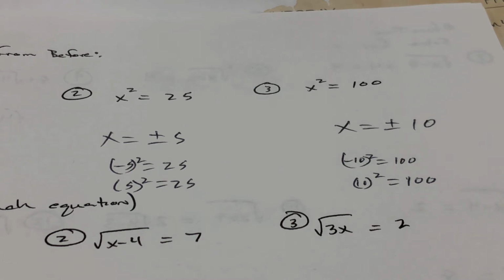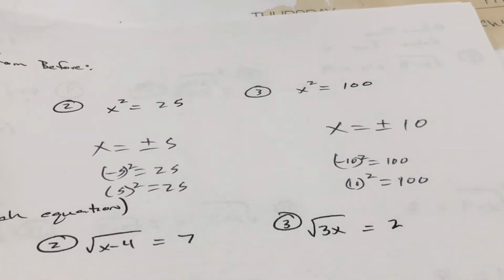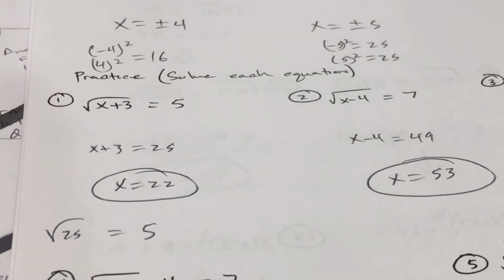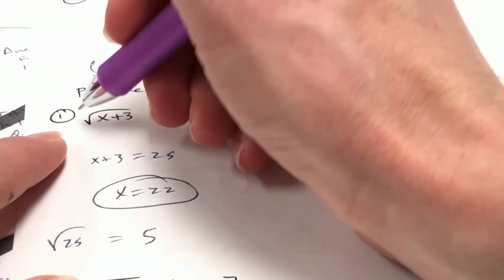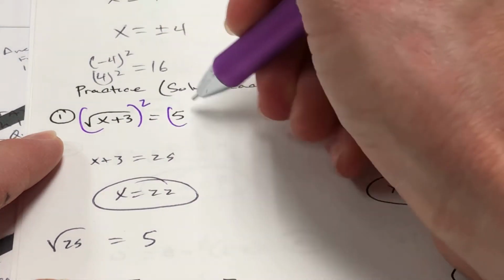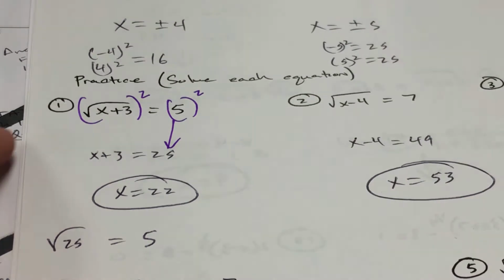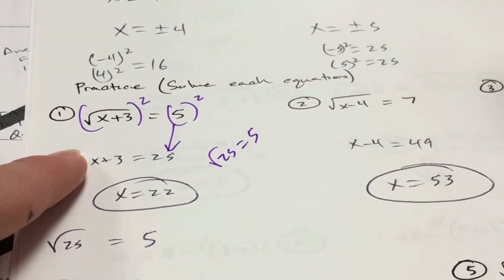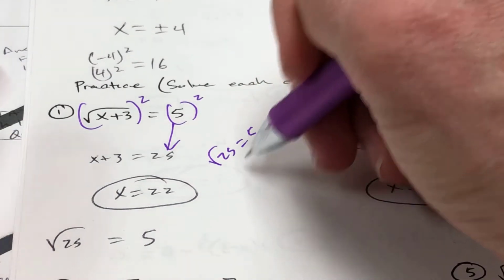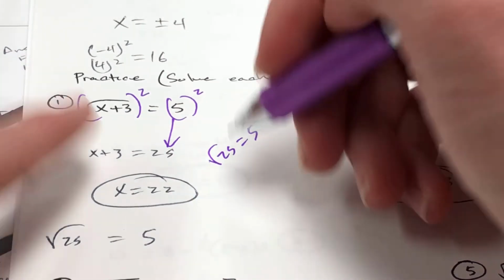Again, I have some unknown. I square it, and I get a positive number. That unknown could be positive or negative. Now, how is it going to be different here? Here, I'm not taking the square root of both sides. I am squaring both sides. So 5 squared has one answer, and the square root of 25 is 5. That's only one. There's only one possibility. The square root of 25 is 5.